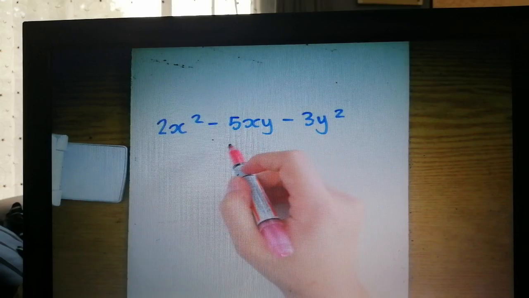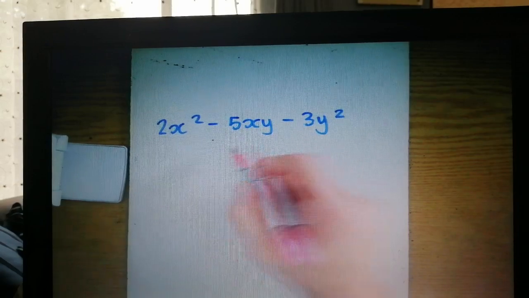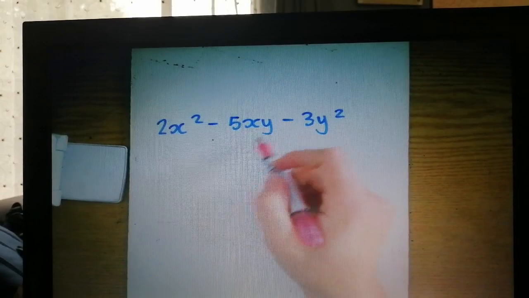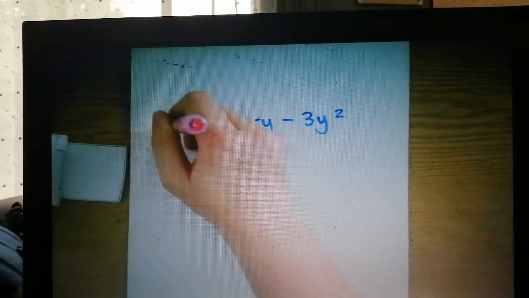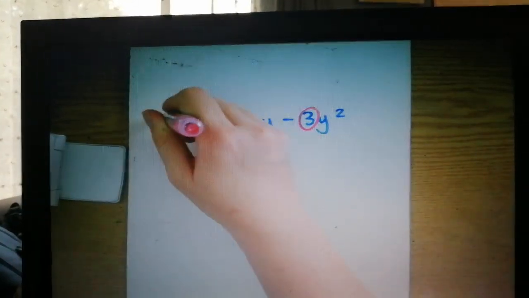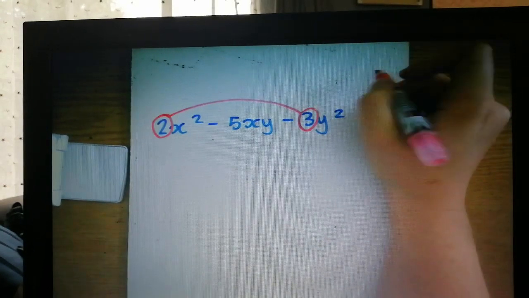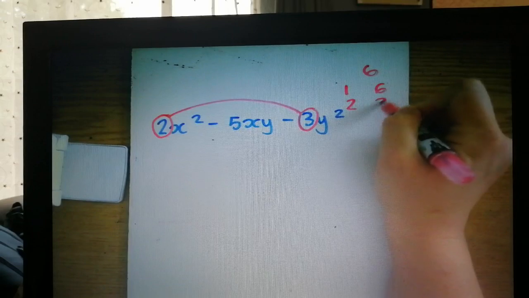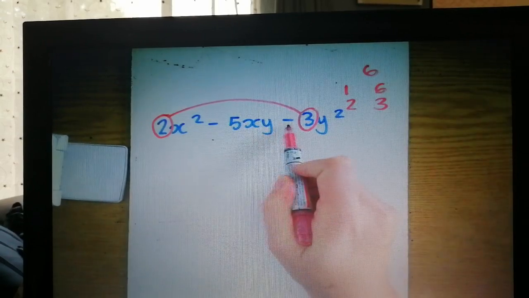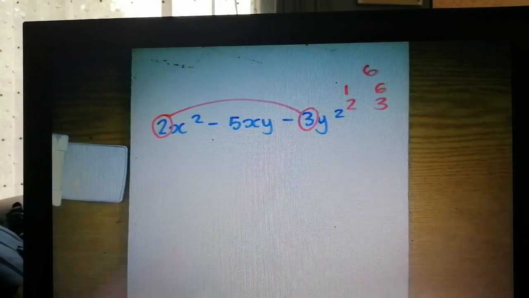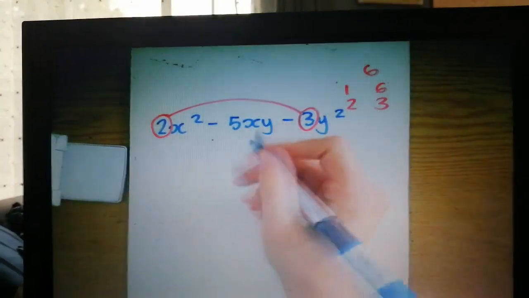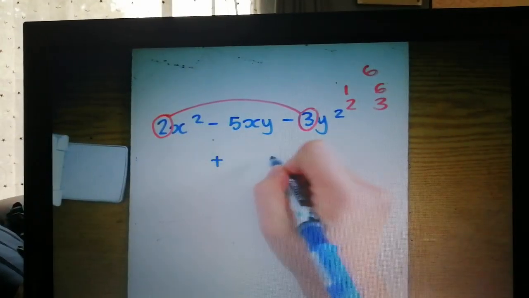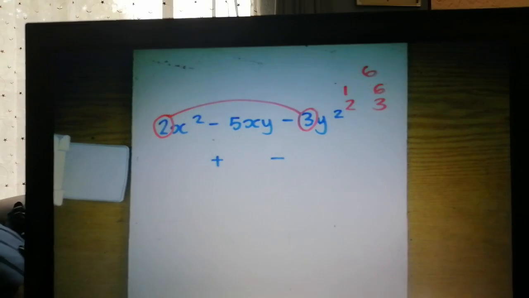So I need to say, for example, plus 1xy plus 4xy, and that would give me 5xy. I still multiply the 2 with the 3. So what is 2 times 3? It is 6, and my factor pairs of 6 are 1 and 6 and 2 and 3. I decide on my signs. What are my signs going to be? Different. So I know I'm going to make negative 5x up by saying plus something minus something, because that tells me it must be different.